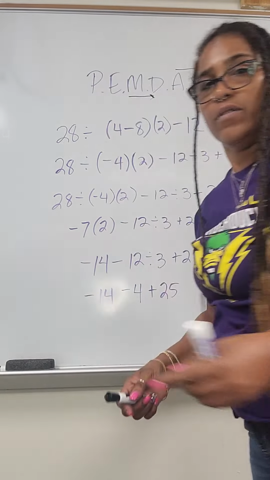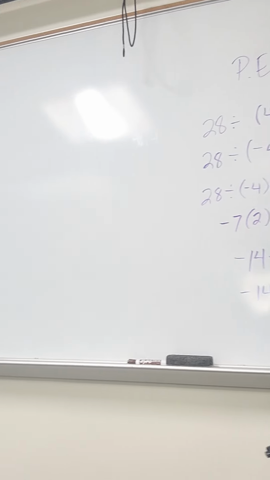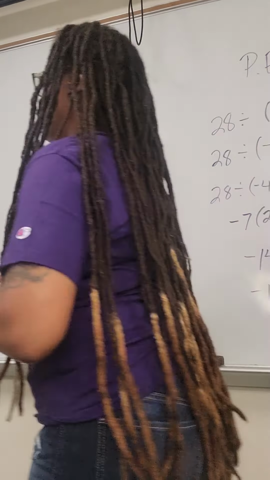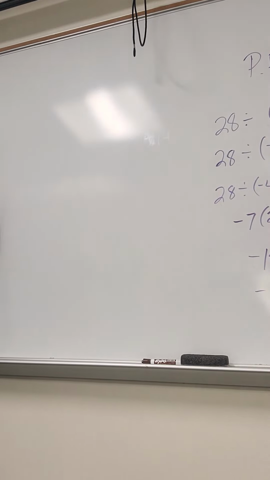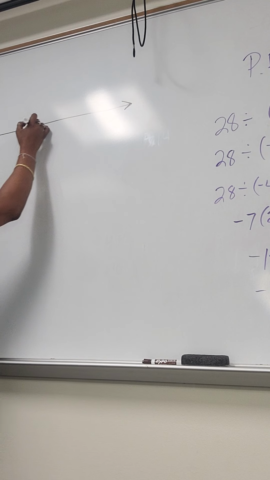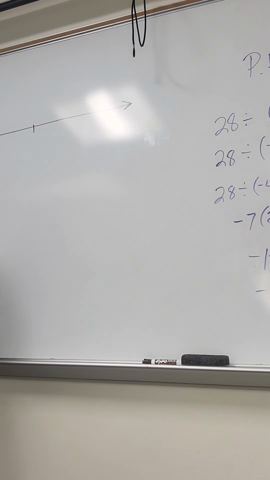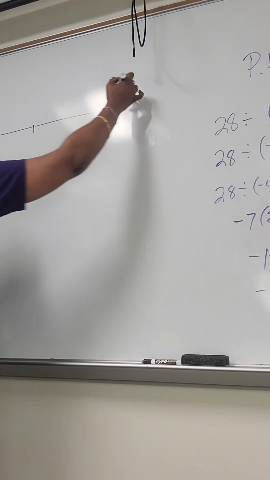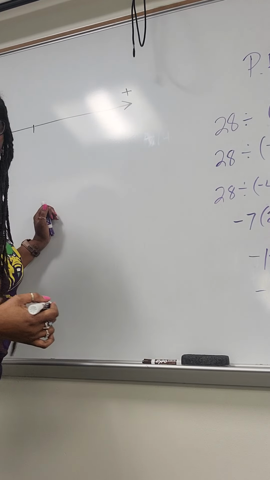So we can picture ourselves. Let's see if this helps you a little bit when it comes to adding and subtracting integers. Another way to do that is to picture yourself moving along a number line, right? Because no matter where you start on the number line, this is always your negative, and this is always your positive.